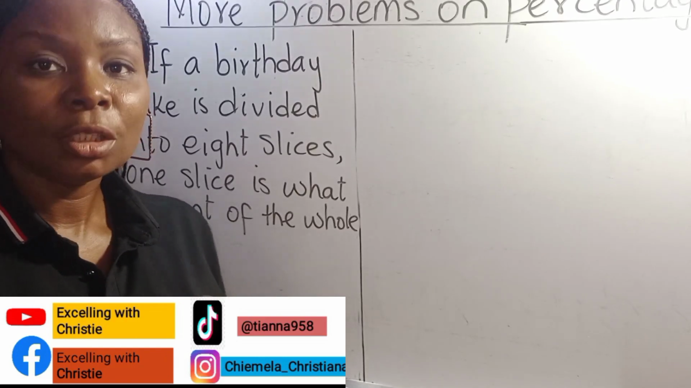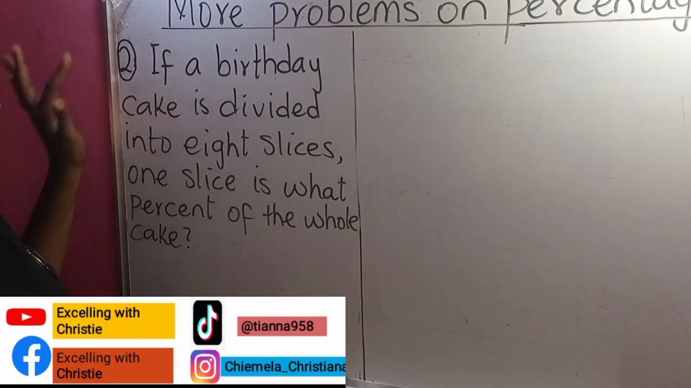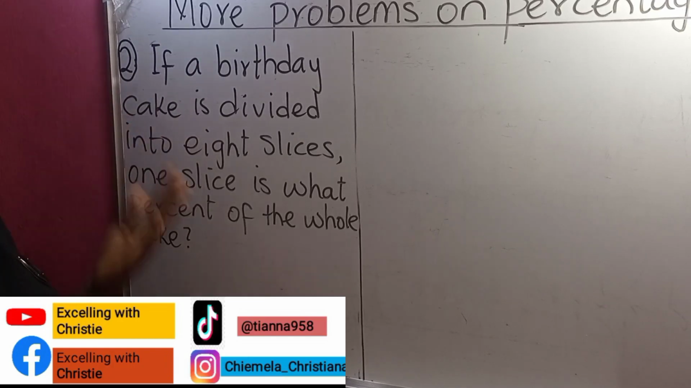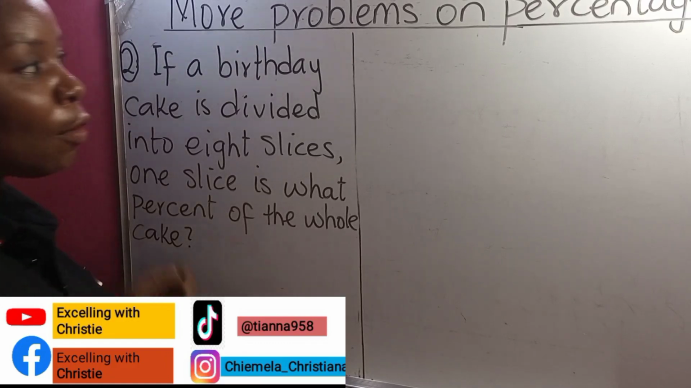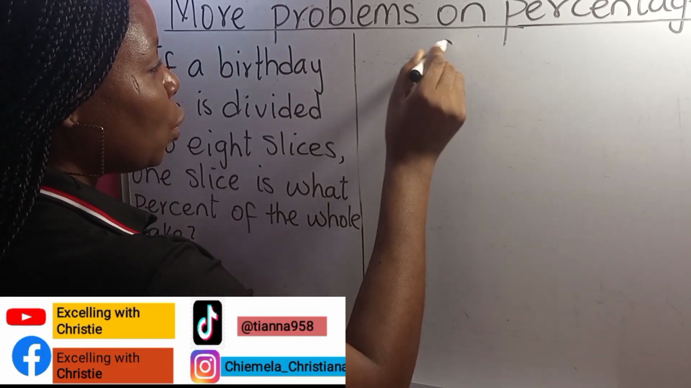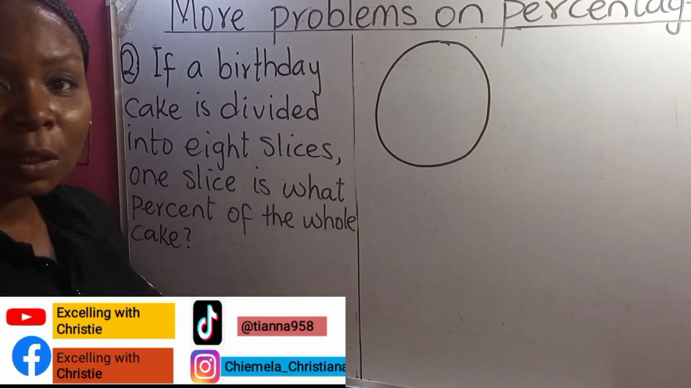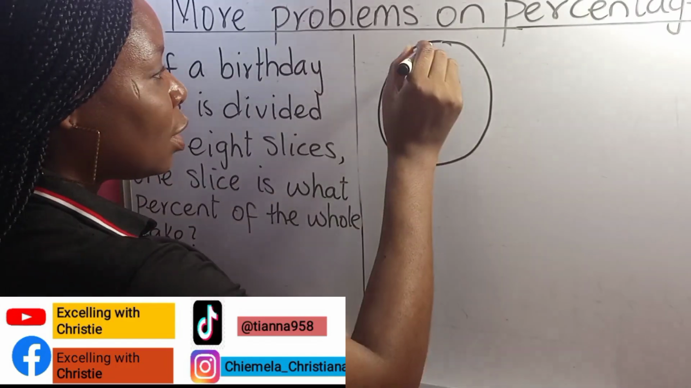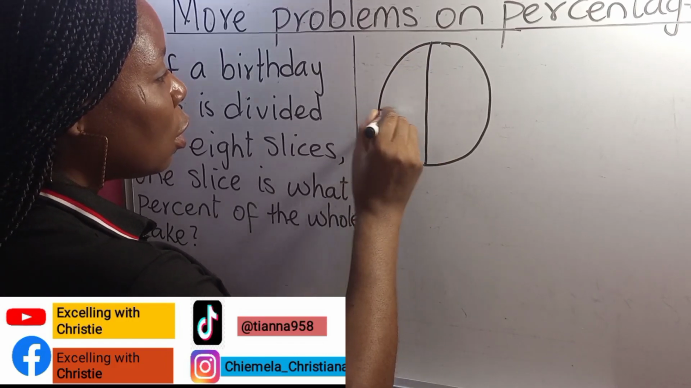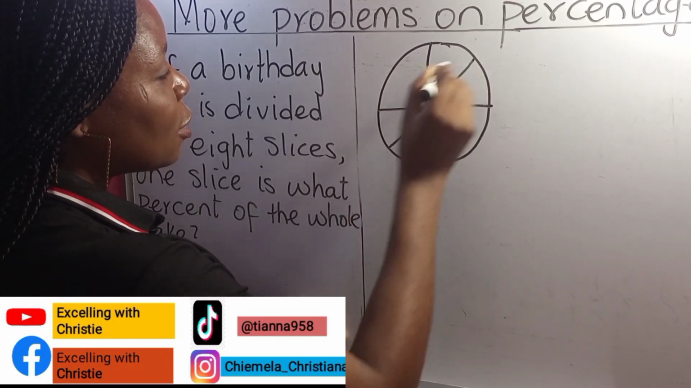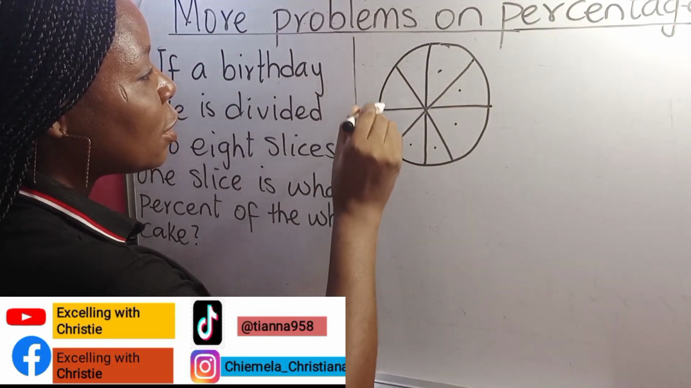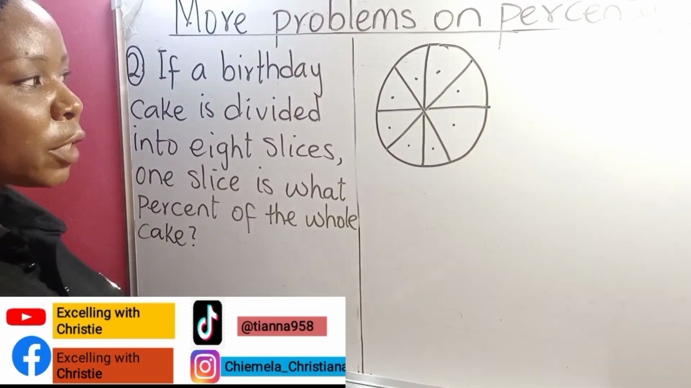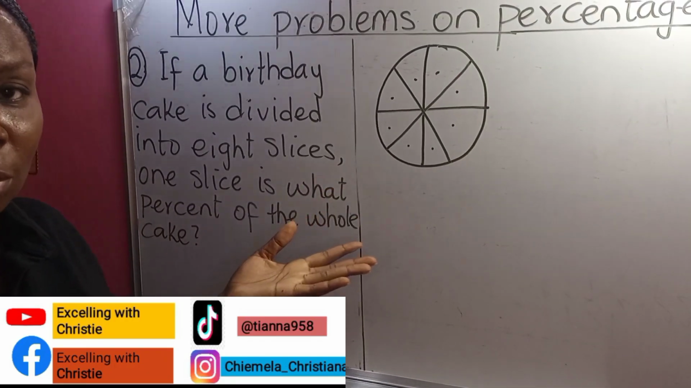It is very simple. Okay, here is another question. Number 2 says, if a birthday cake is divided into 8 slices, one slice is what percent of the whole cake? A birthday cake, of course, we all know that cakes are usually round, the circular cake, okay? And it's divided into 8 pieces. Let's count. 1, 2, 3, 4, 5, 6, 7, and 8. So this cake is divided into 8 slices.